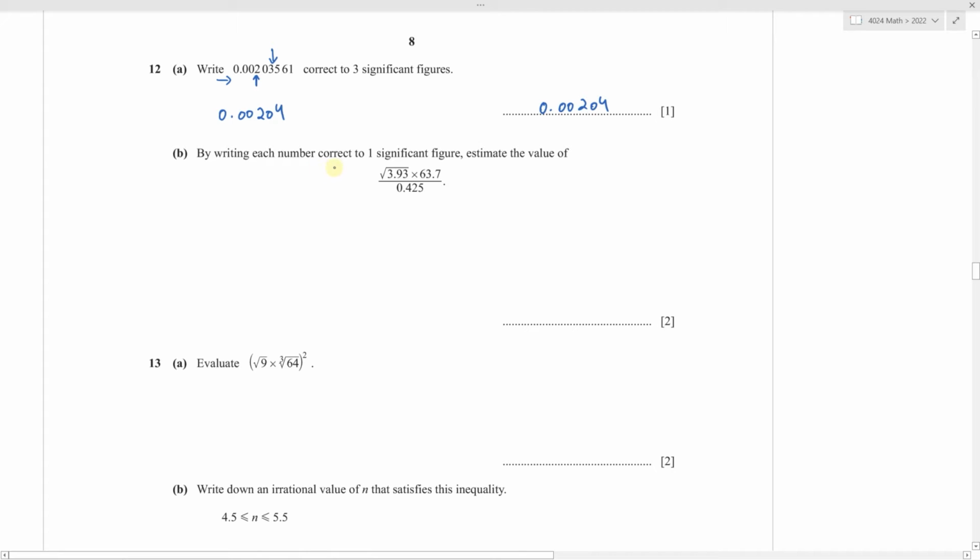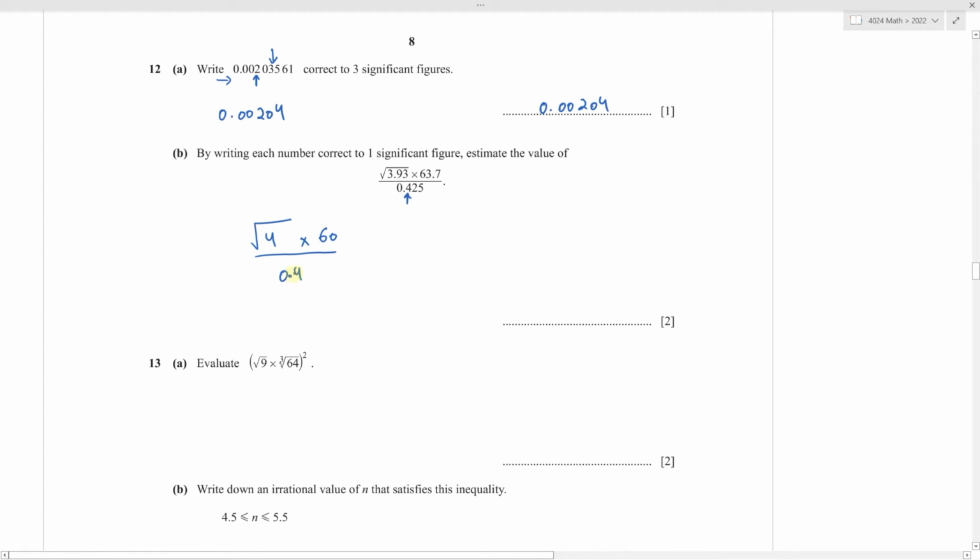Part B, by writing each number correct to one significant figure, estimate the value of this. So again, this is the first significant figure, next value is 9, so this will be rounded up to 4, multiplied by, this is the first significant figure, next value is 3, so this will be rounded down to 60, divided by, this is your first significant figure, 4, next value is 2, so this will be written as it is, as 0.4.